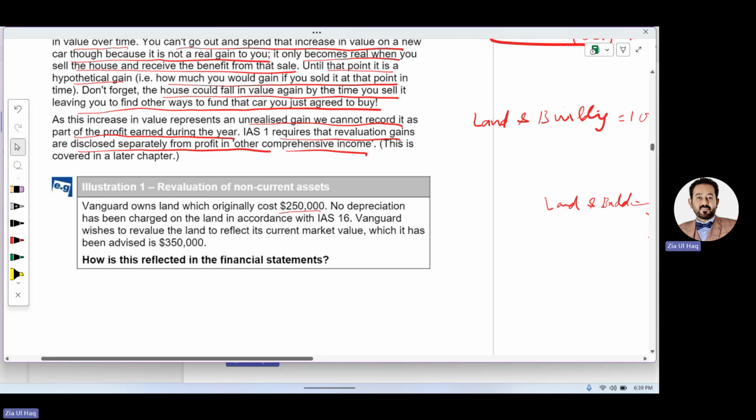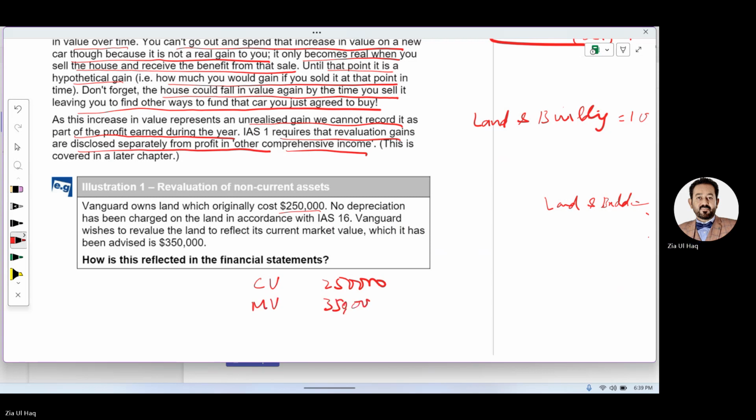So the land originally cost 250,000, and no depreciation has been charged on the land in accordance with IAS 16. The standard allows us to revalue the land to reflect its current market value, which it has been advised is 350,000. So the carrying value is 250, and the market value is 350. What's the difference? 100,000.